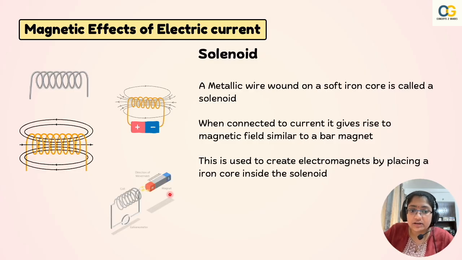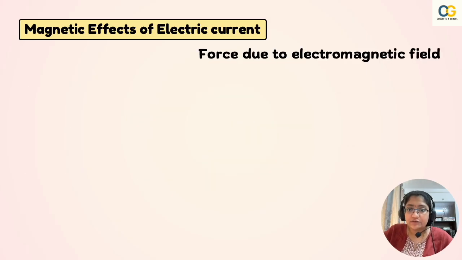So a solenoid is generally used to magnetize an iron core. What they do is they place an iron core inside the solenoid. It starts magnetizing the iron, which is called an electromagnet, because you have made this magnet using electricity. So these solenoids are generally used to create electromagnets.